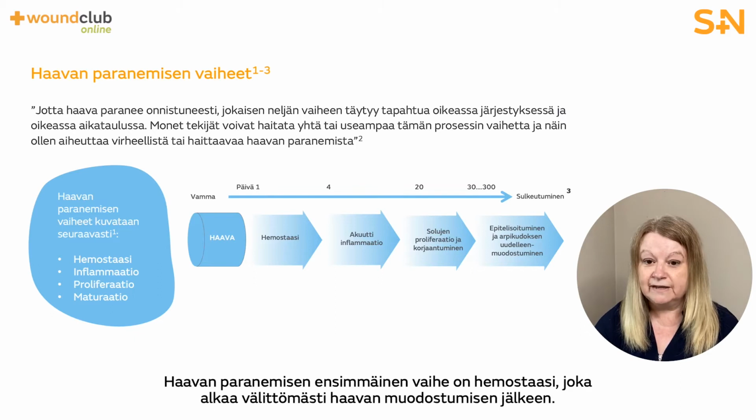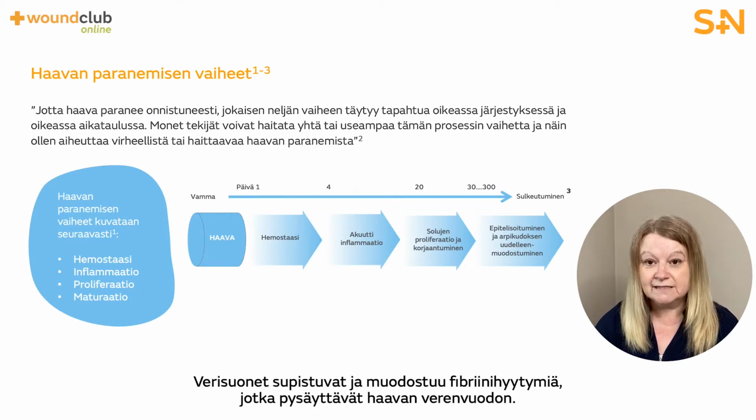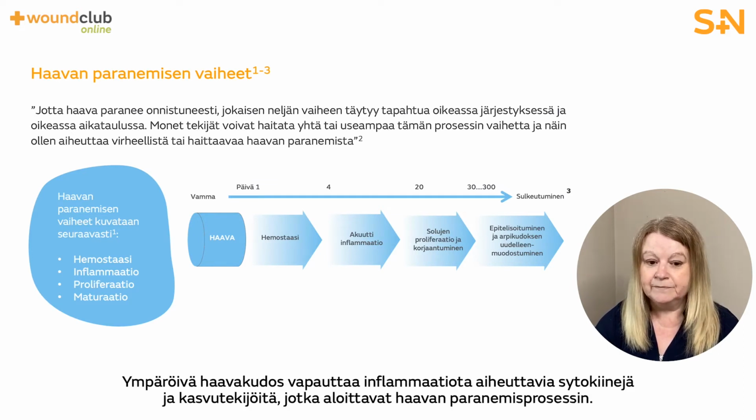The first phase of healing, which is hemostasis, begins immediately after the wound occurs. Vascular constriction and fibrin clot formation occurs to stop the wound from bleeding. The surrounding wound tissue releases pro-inflammatory cytokines and growth factors to start the wound healing process.